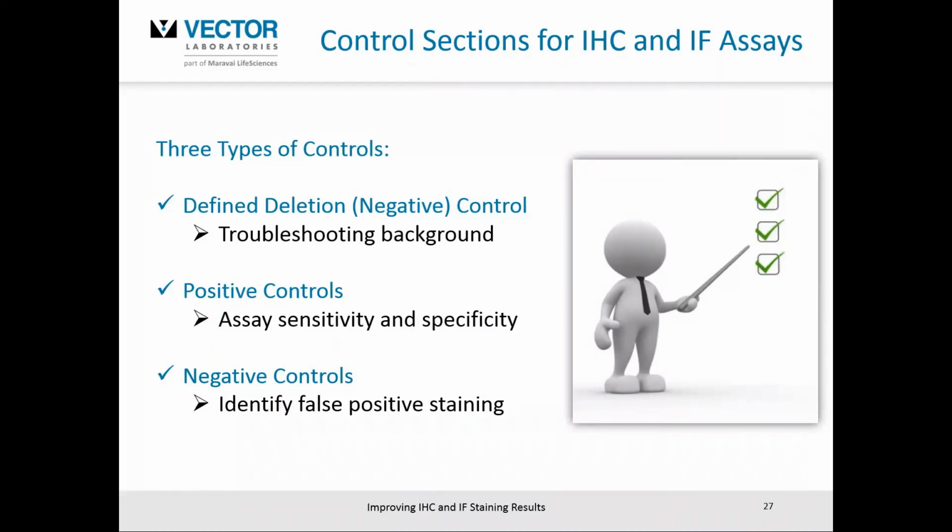Now, positive controls are associated mostly with assay sensitivity and specificity. Is everything working as I expect it to? And then the negative controls to identify false positive staining that could be arising from any part of the detection system, actually.